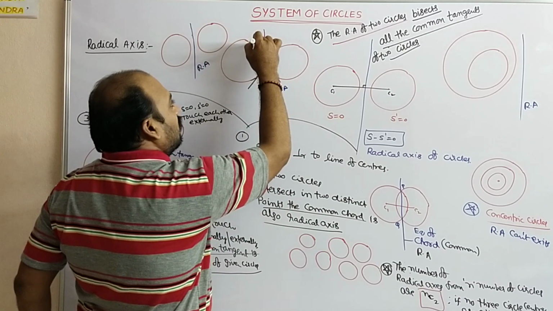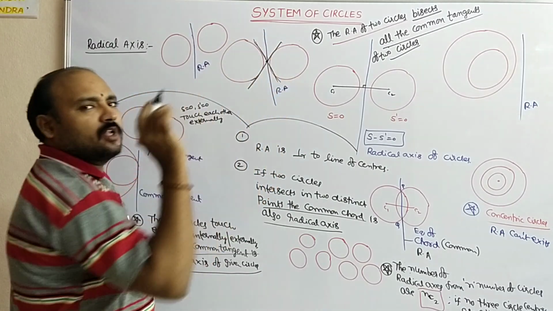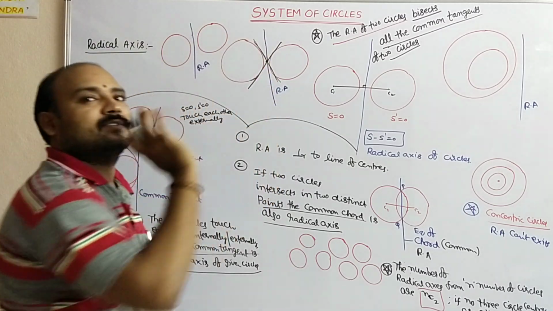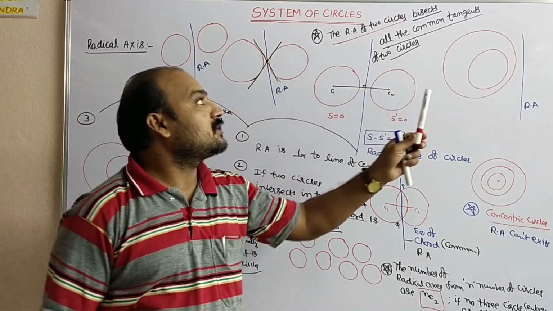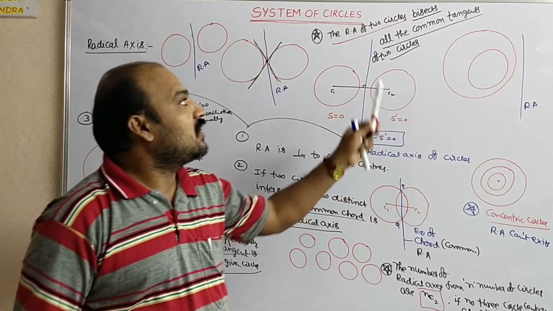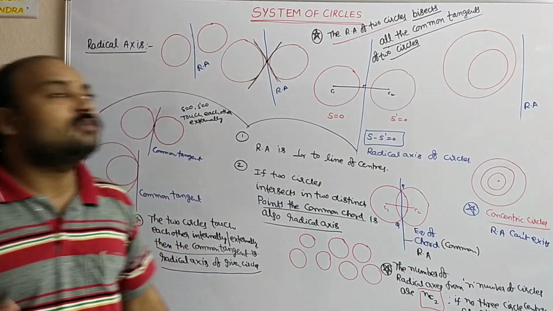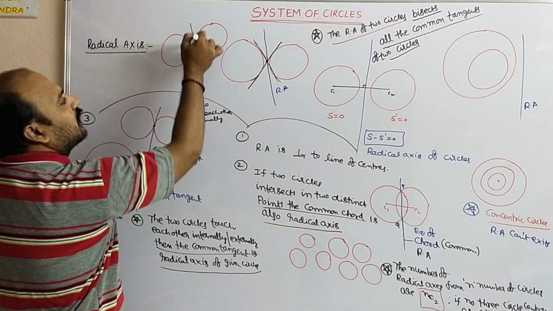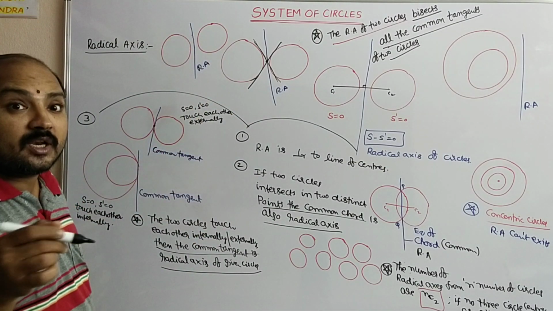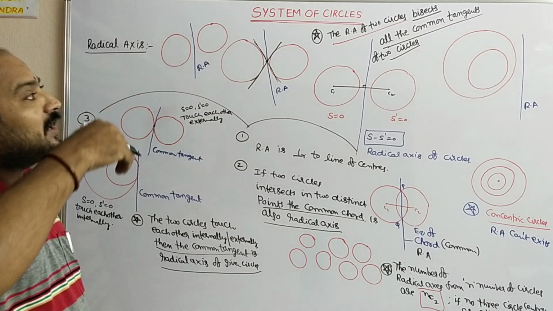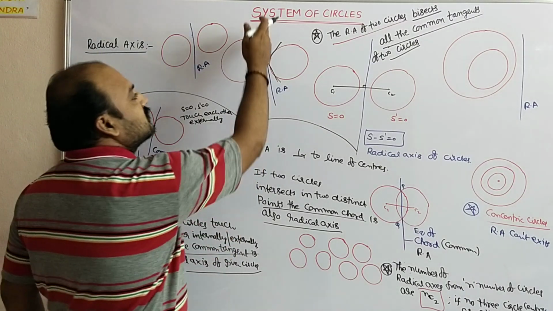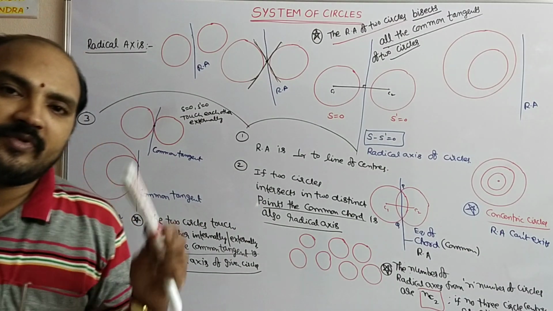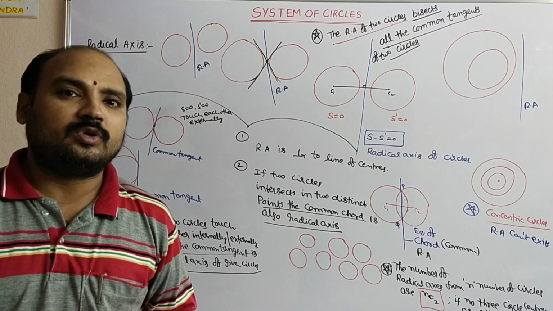Like this, all the common tangents of two circles are bisected by the radical axis. Even here, we can draw that. Suppose two circles are touching each other. The common tangent itself is the radical axis, so that time also it will bisect. I hope everyone understands that. We will move to a different concept.